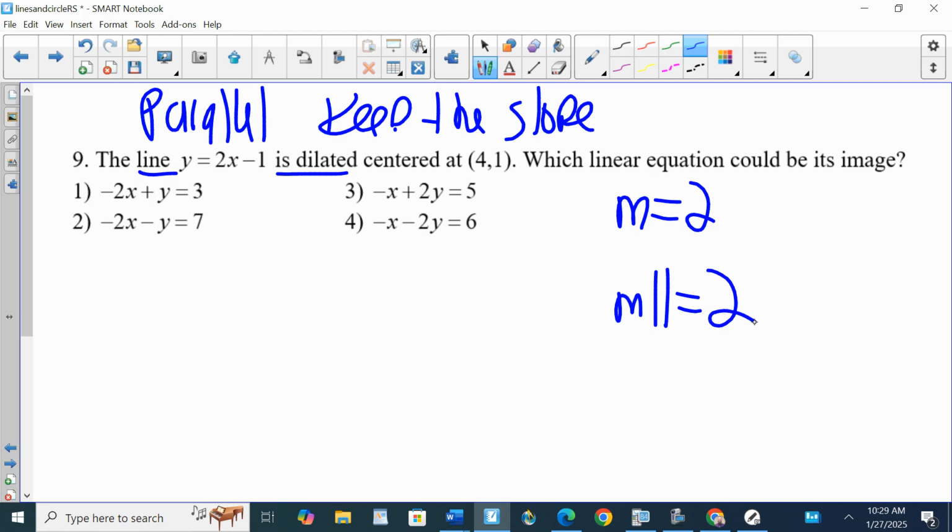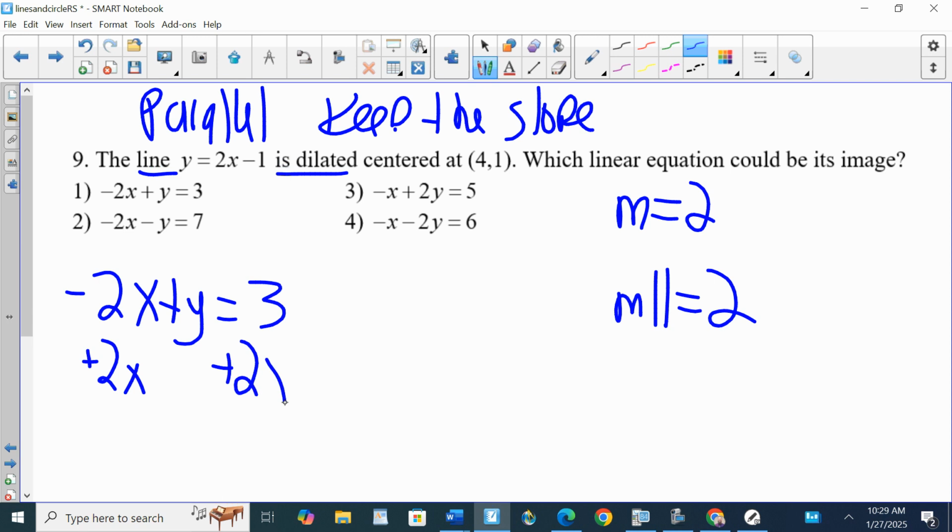So I need to go through all the choices and get y by itself and see which one has a slope of 2. If I take a look at choice 1 and I get y by itself, it has a slope of 2. It's parallel. That's your answer. If it doesn't tell you the center of dilation and or the scale factor, I can't write the exact equation. All I know if the line is being dilated is that it has the same slope, so I find the choice that has the same slope.